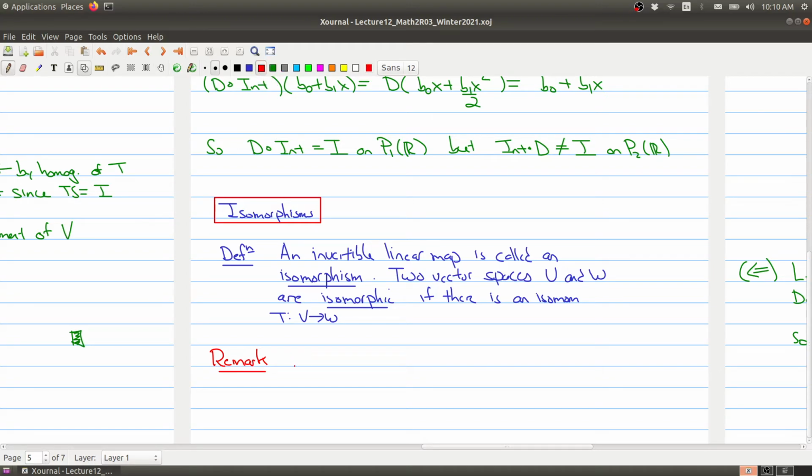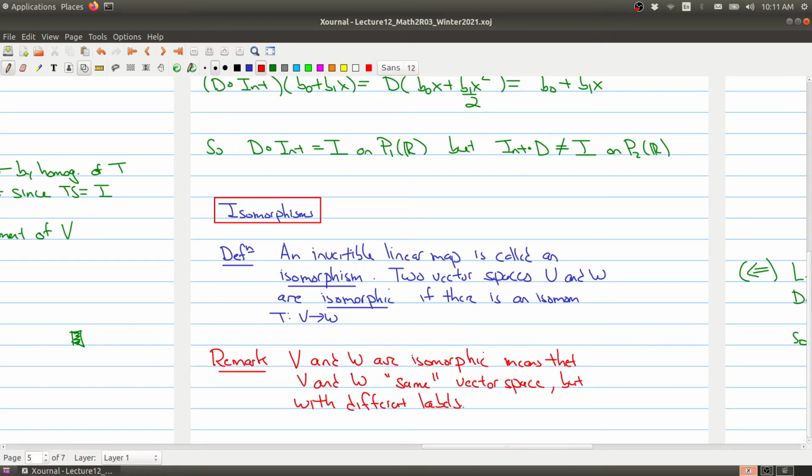And one way to think about what it means is that when V and W are isomorphic, V and W are the same vector space, but with different labels. Okay, so when we say two vector spaces are isomorphic, it really means that there's not really any difference between these vector spaces. The only difference is in the way in which we wish to express them.